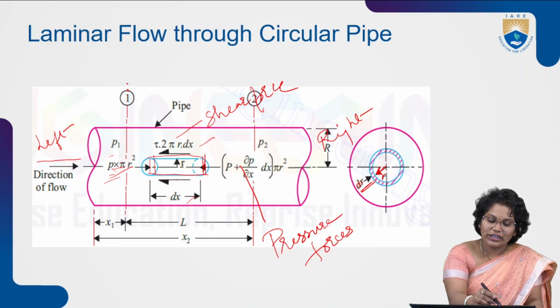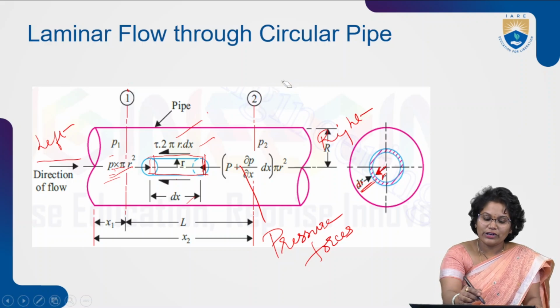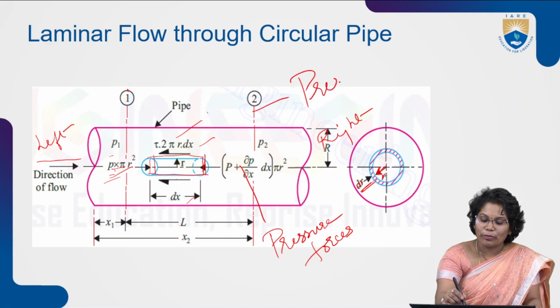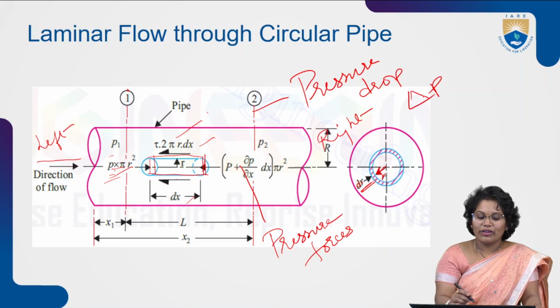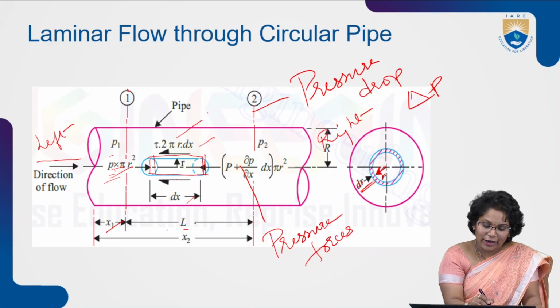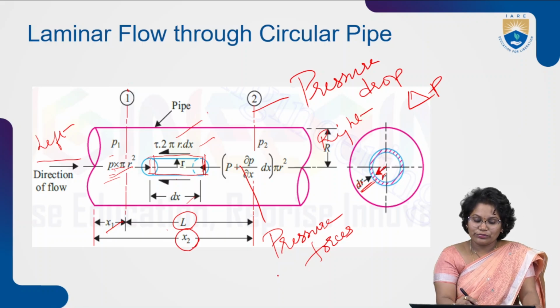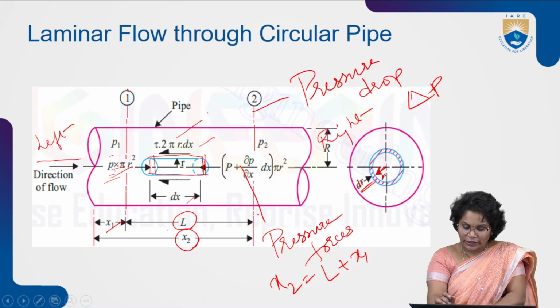One section is here and the second section is here, right? We are taking two sections to calculate the pressure drop, delta P: section 1 and section 2. The distance from the left to section 1 is x1, the distance from section 1 to section 2 is L, and the distance from the left to section 2 is x2. So x2 is equal to L plus x1, right?